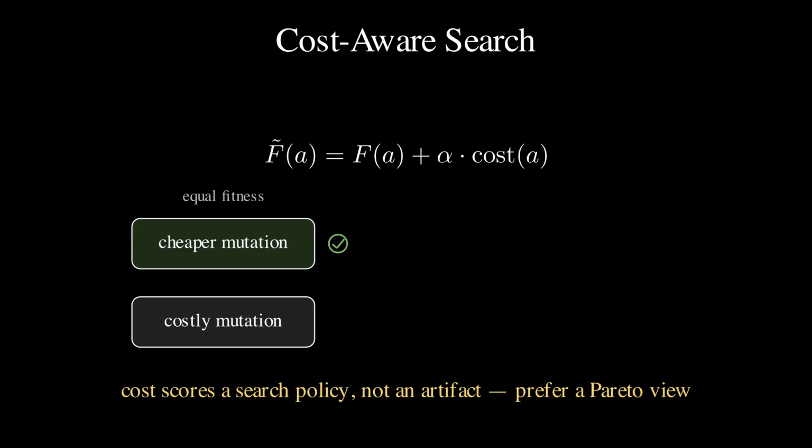Cost is a property of the path that produced an artifact, not of the artifact itself. The same expression can be reached cheaply or expensively, so the cost-adjusted number scores a search policy, not a candidate. When quality and cost will not honestly collapse into one number, keep them apart and report a Pareto view: quality, complexity, dollars, and time. Step back one last time.